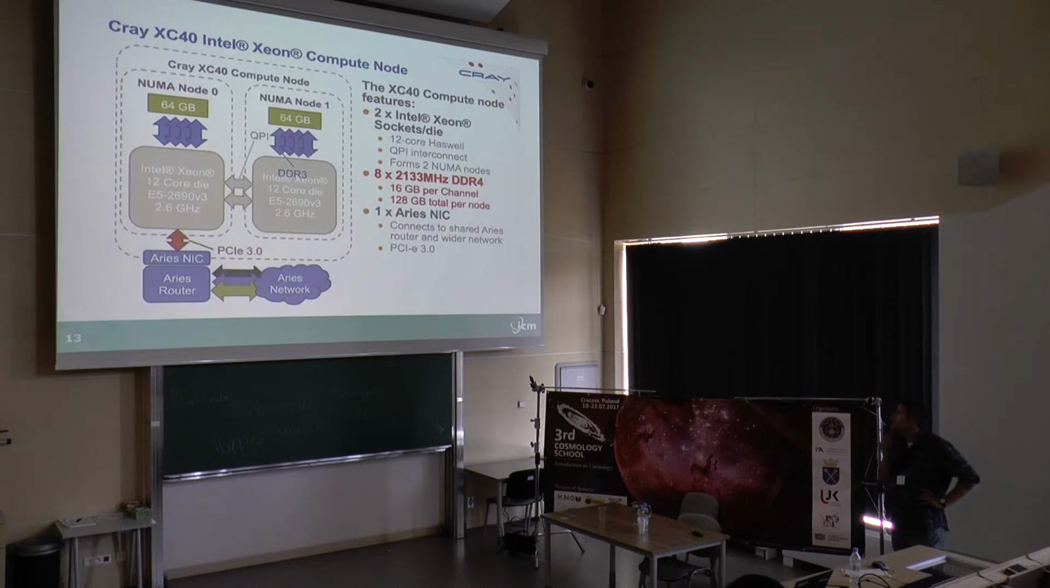And the memory is divided into something which is called NUMA nodes. So we have 128 gigabytes, but this is split in half. 64 gigabytes are connected directly to one processor, and the other 64 gigabytes are connected to the other one. And then between those 2 processors, we have something which is called Intel QPI, so Quick Path Interconnect, which connects the 2 processors between them.